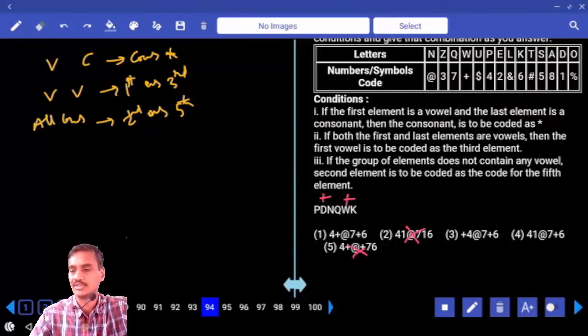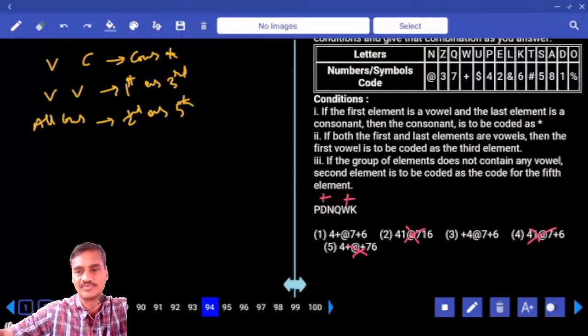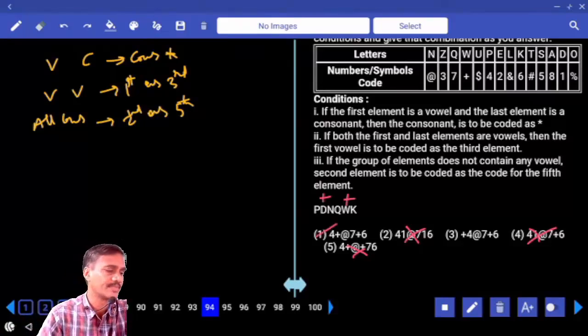Now we are left with only 1 and 3. Between these two, let us check the first element. What is the code for the first? The code for the first one is P. And what is the code for P here? P is 4, and P is 4. And it is given in the choice.